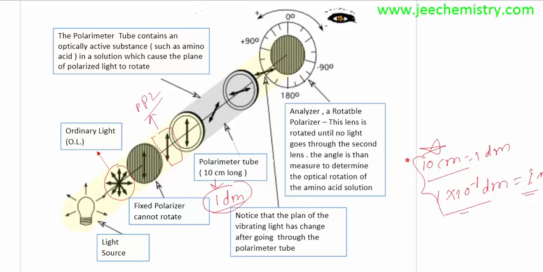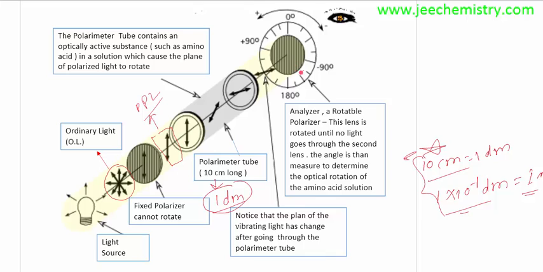So this is the other thing. Now when the plane polarized light passes through this polarimeter tube, which is 10 centimeter long, there is a rotation. Here I have already written that the polarimeter tube contains an optically active substance such as an amino acid in solution, which causes the plane polarized light to rotate. How much it is rotated will be analyzed by this polarimeter.